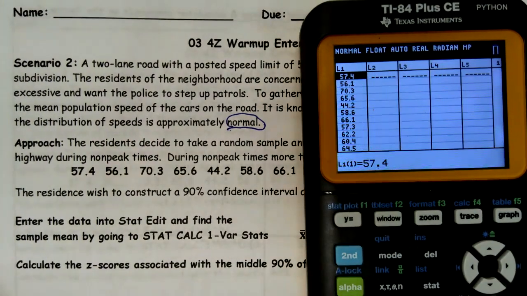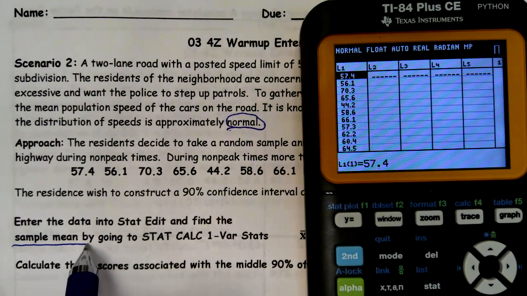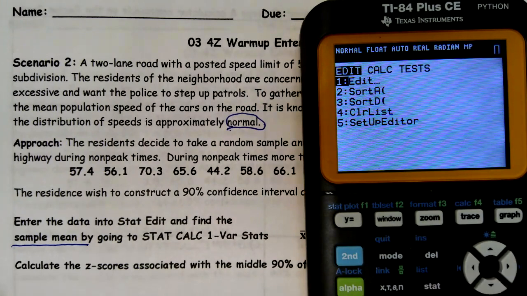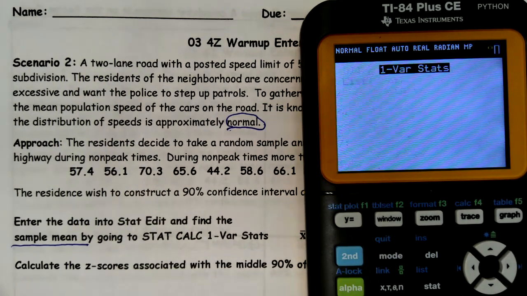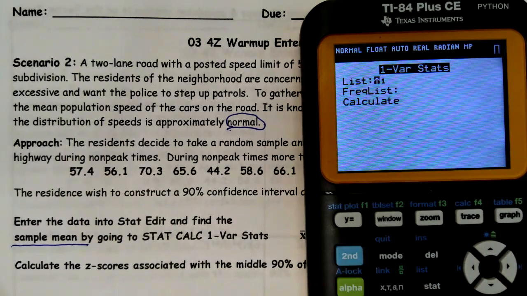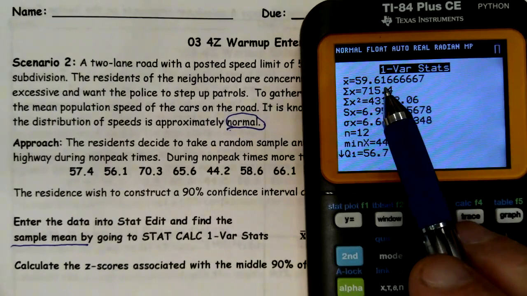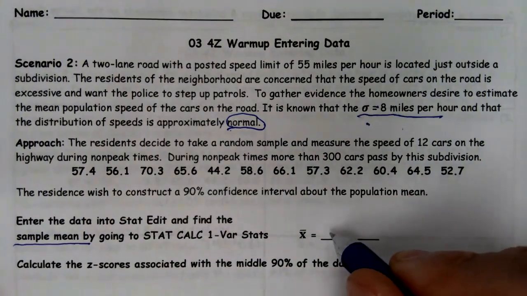And now I want to get the sample mean. Well, I can run the test, but right now I just want to remind people how to get that by going to stat, calc. So if I press stat, arrow over to calc, 1-Var Stats is highlighted, press enter. My data was stored in list 1, so second followed by the number 1. The frequency, we don't have one, so we can leave it blank. And we find out that our x-bar, our sample mean, is 59.6166.